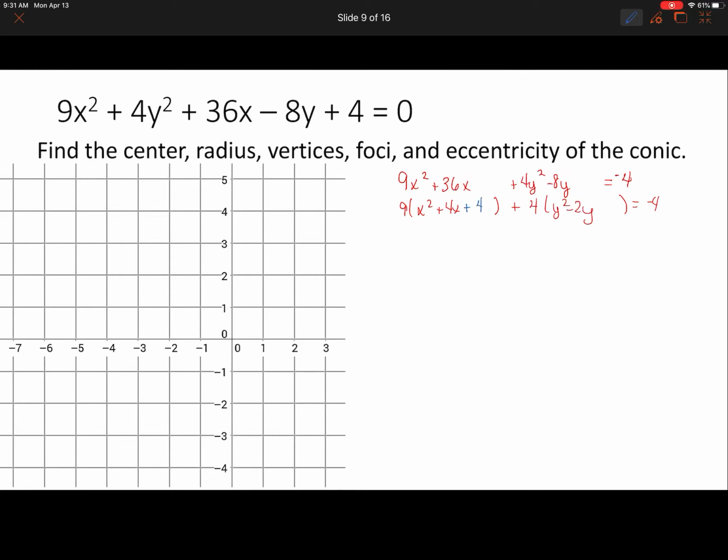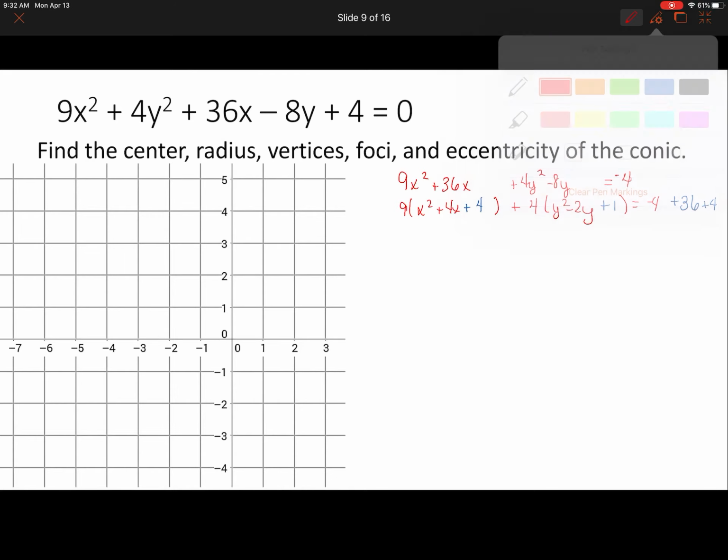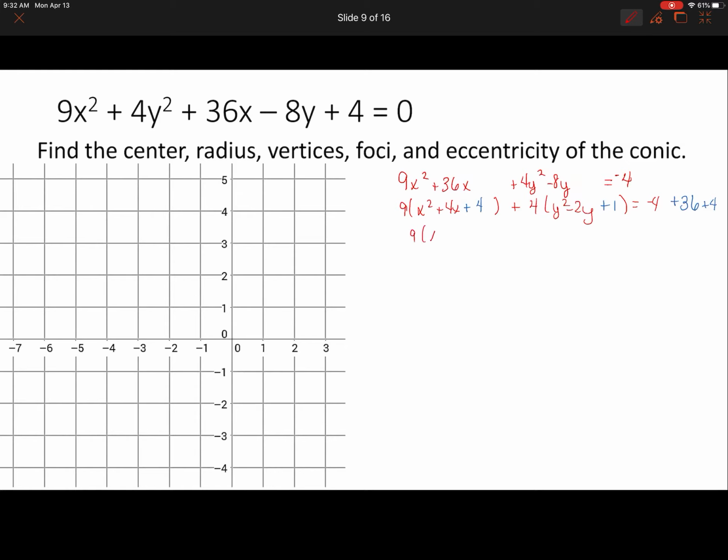Half of 4 is 2, 2 squared is 4. What do we add to the second? Half of 2 is 1, 1 squared is 1. But as a net result we added 9 times 4, or 36, to the first group, and 4 times 1, or 4, to the second group. So we now have 9 times the quantity x plus 2 squared, plus 4 times the quantity y minus 1 squared, is equal to, and our net result is 36.